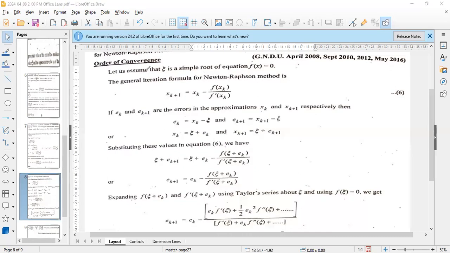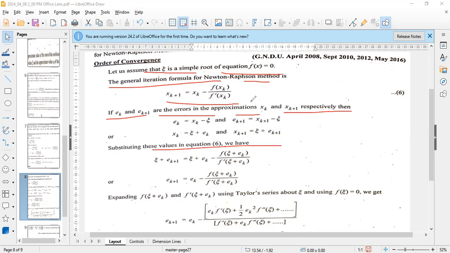So let us assume that epsilon is a simple root of the equation f of x equal to 0. The general iteration formula for this method is xk plus 1 equals xk minus f of xk upon f dash xk. If ek and ek plus 1 are the errors in the approximations xk and xk plus 1 respectively, then we put these values in equation 6.